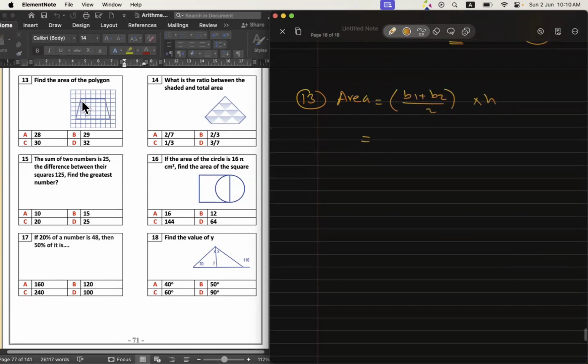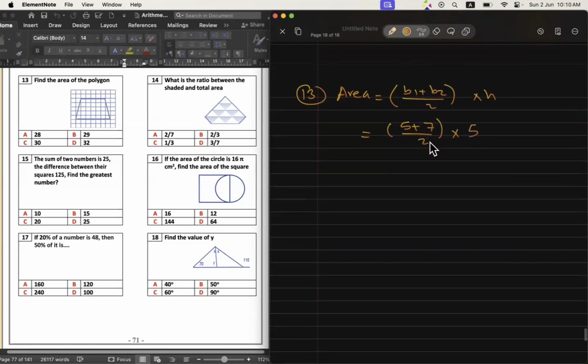So this is base 1, which is, count, 1, 2, 3, 4, 5. So it will be 5 plus base 2. This is 5 plus 1 plus 1, so it will be 7 over 2 times the height, which equals 5. So 5 plus 7 equals 12, divided by 2 equals 6. So we have 6 times 5, which equals 30 units squared. So the answer is C.